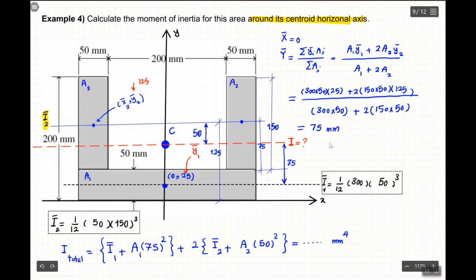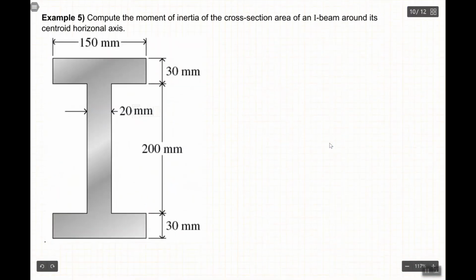All right, let's solve another example to make sure that we can find the moment of inertia for complex shapes like a C shape, T shape, and I shape.